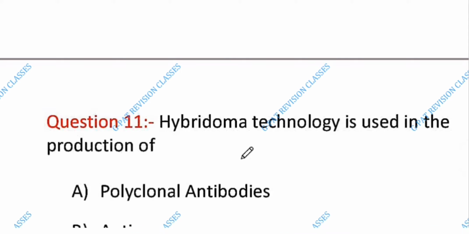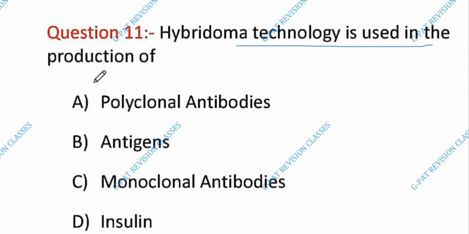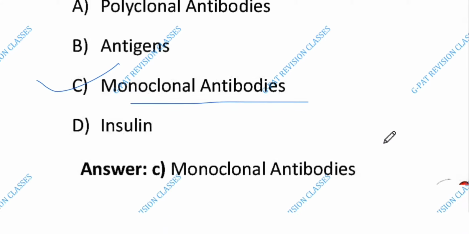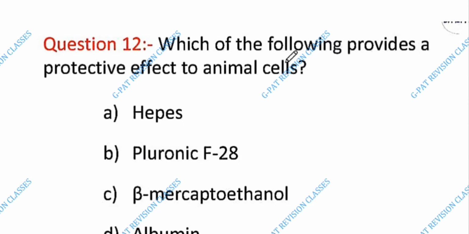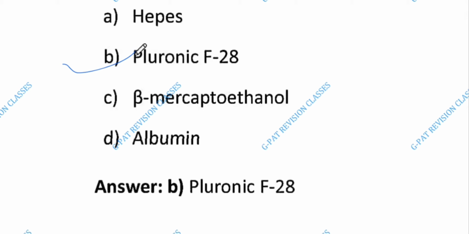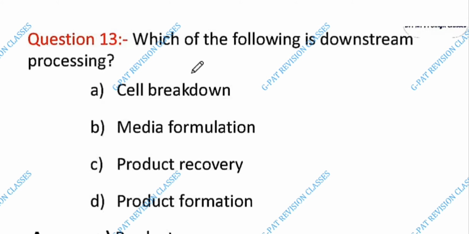Next is 11 question number. Hybridoma technology is used in the production of. The answer is C. Monoclonal antibodies. Next is 12 question number. Which of the following provides a protective effect to animal cells? The answer is B. Pluronic F68. Okay.